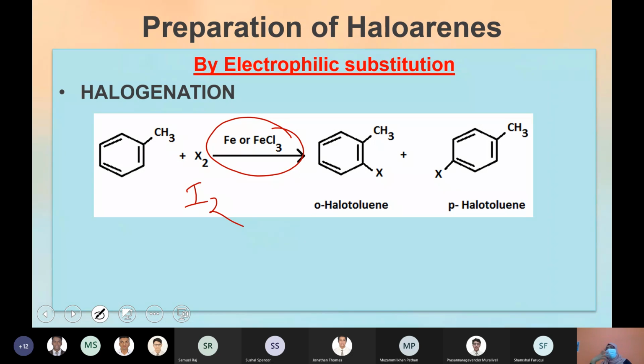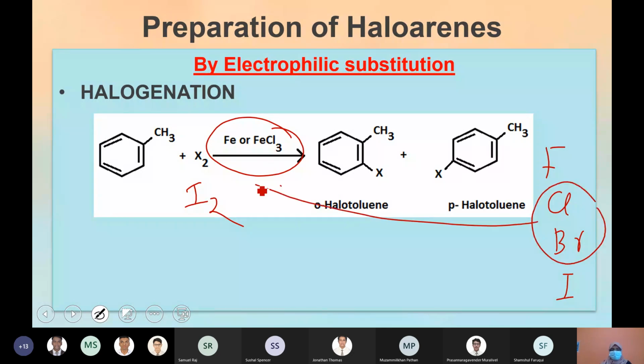So you need a stronger oxidizing agent as catalyst for the iodine to get substituted, because iodine is a less reactive electrophile, less electrophilic in nature among fluorine, chlorine, bromine, iodine, as these are the main four halogens. Chlorine and bromine can be done easily with this method. You just add chlorine in presence of FeCl3. You just add bromine in presence of FeBr3, like the catalyst. So you will get the products.